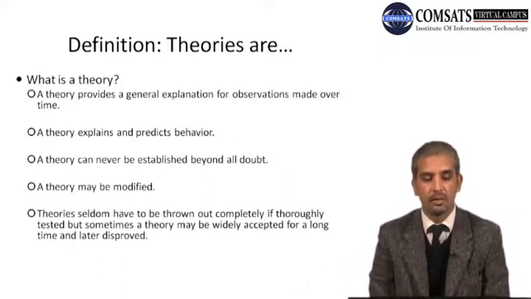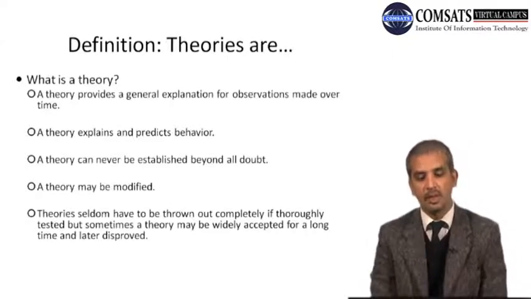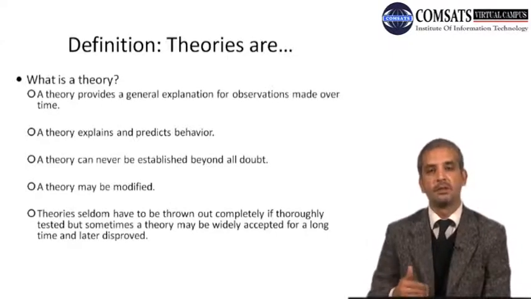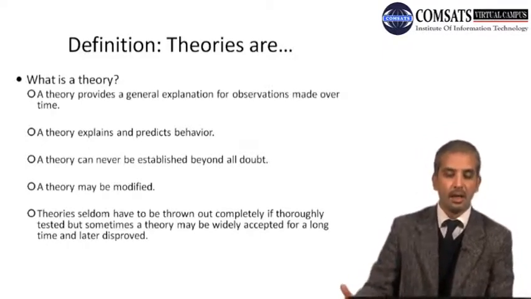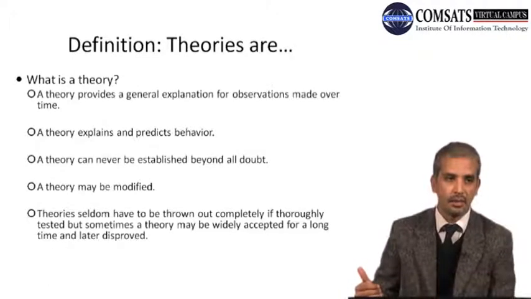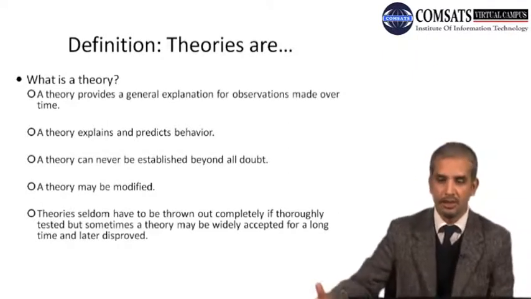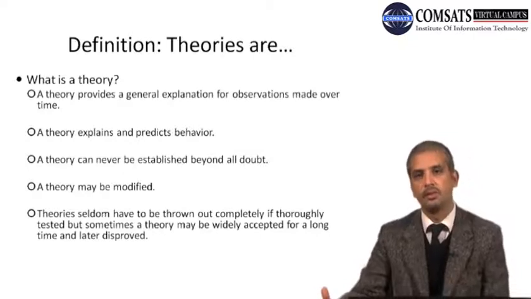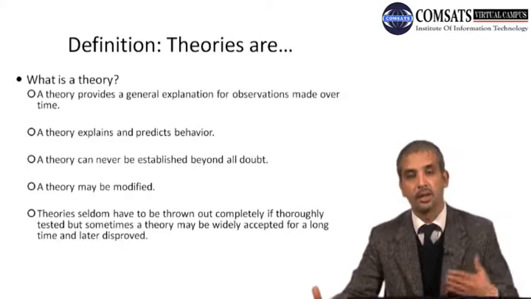Now, the question is, what is a theory? A theory provides a general explanation of observations made over time. A theory explains and predicts behaviors. So when I say I am going to talk about theories of learning, the point is that a theory tries to predict how an individual would behave, how an individual would learn in our context.